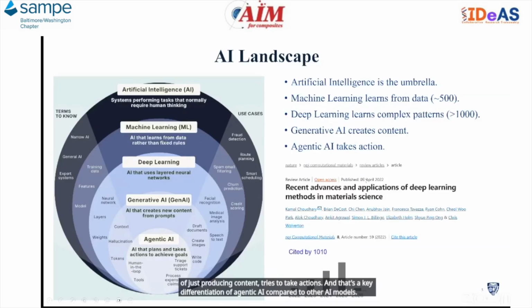If you want to learn about deep learning and other AI methods in material science, we wrote a paper about this about 4 or 5 years ago, called Recent Advances in Applications of Deep Learning Methods in Materials Science. You can see it was published in Nature npj Computational Materials and cited about 1,000 times. So it's a quite celebrated article in the field.